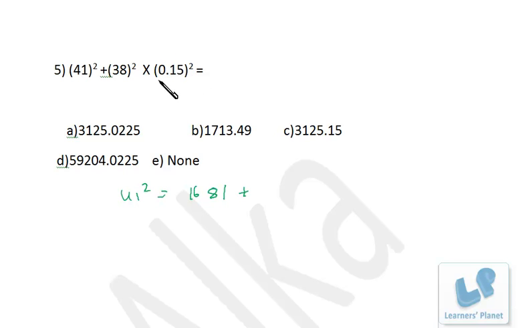Now you can very well see that 0.15 square will be like what? 0.0225, right? So if this figure is multiplied by 38 square, a very small figure you will get, something around 30, 40, right? So if you add 30 to 40 in this figure 1681, your answer must be around this only, right? This option is eliminated, this is eliminated, this is eliminated, right? These two, this option may be correct, and we have none of these also.